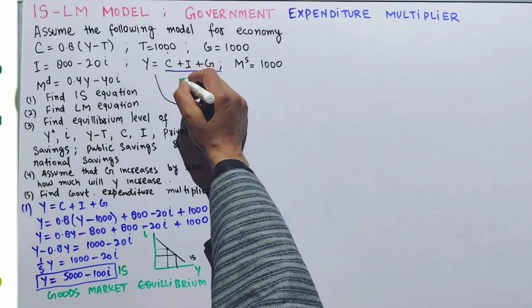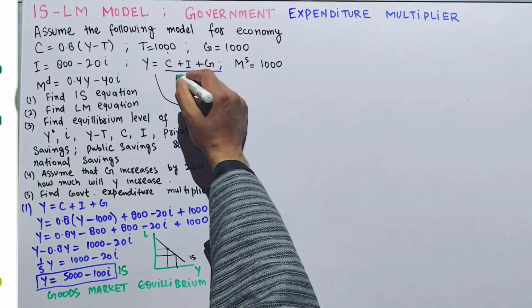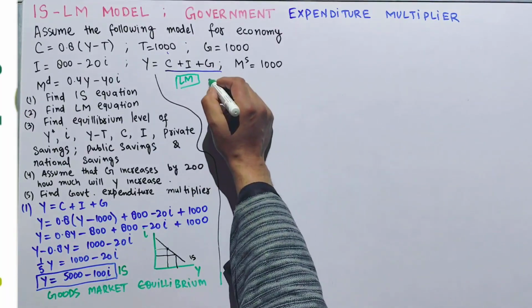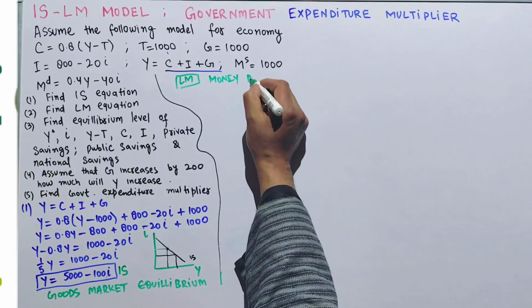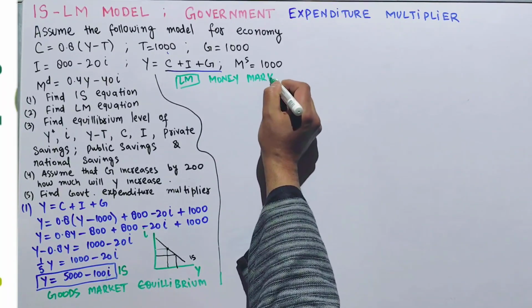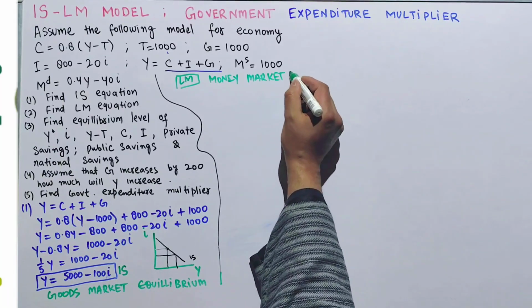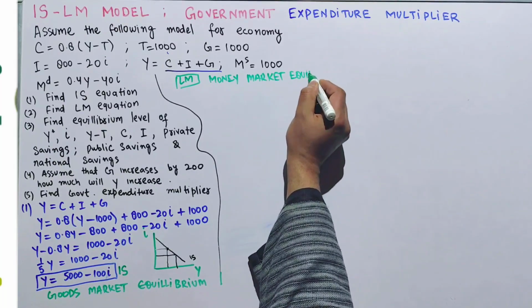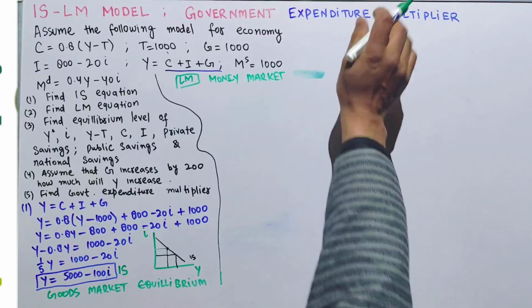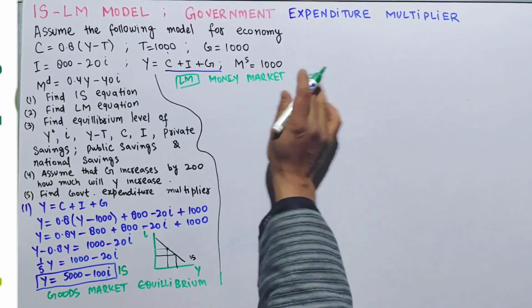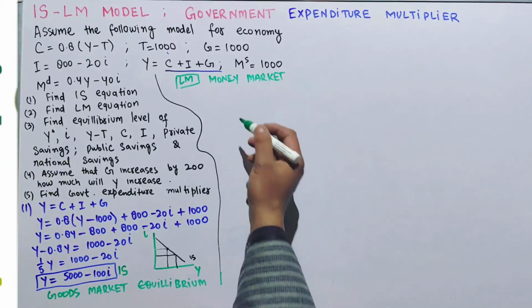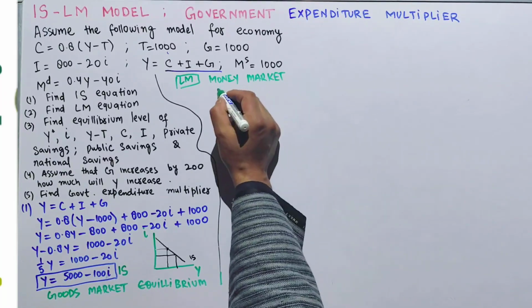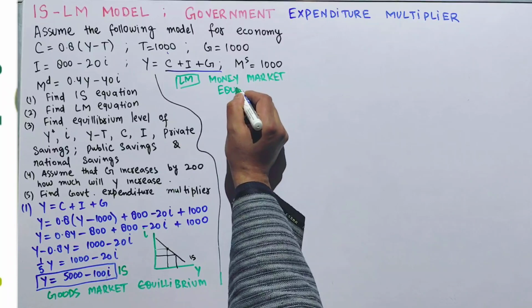Next, the LM equation shows us the money market equilibrium. Okay, let me write it here. Money market equilibrium. It will occupy more space here. So we have equilibrium.